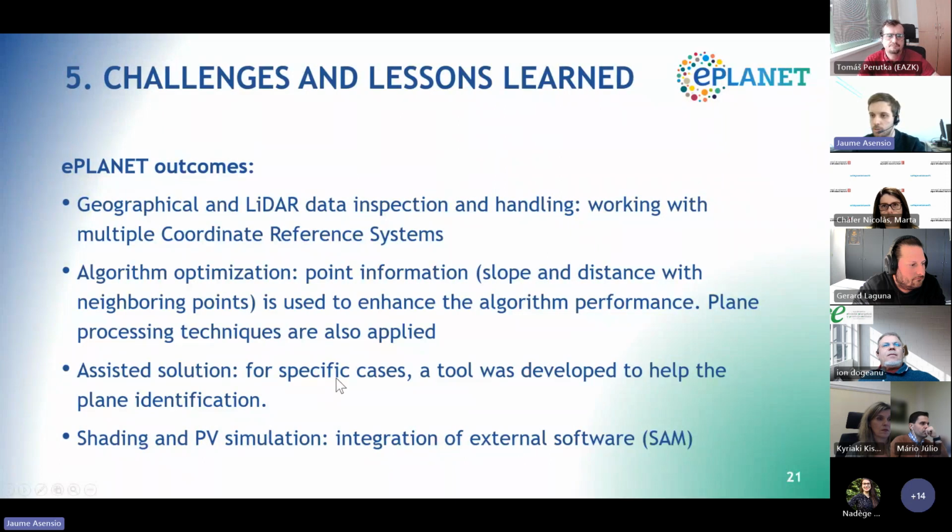And finally, regarding the photovoltaic potential and the simulation that we did, this was achieved using external software and external libraries. In our case, we used the SAM library, which is open source and from the National Renewable Energy Laboratory of North America.